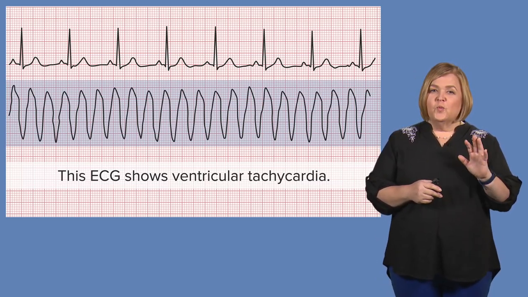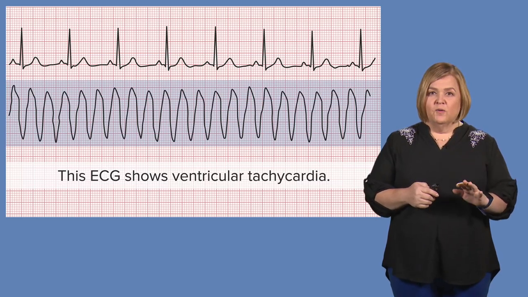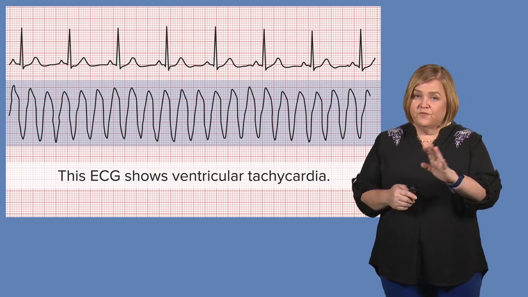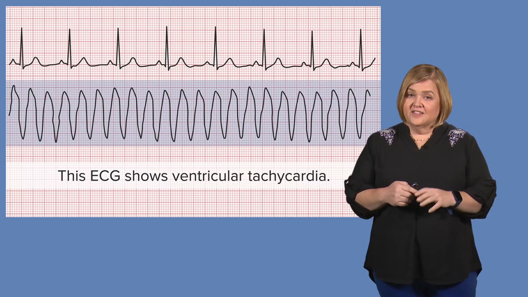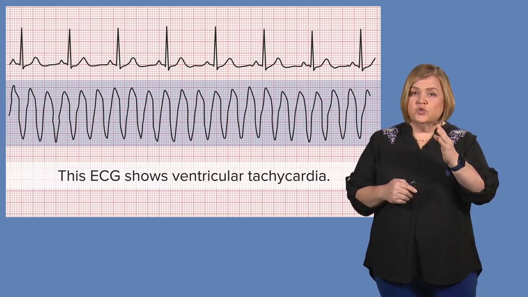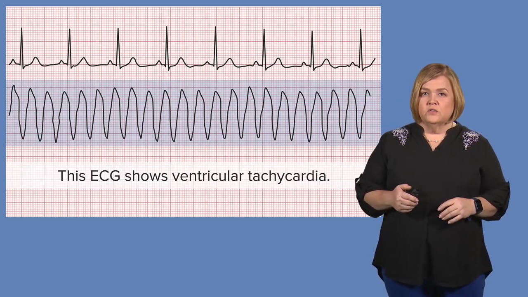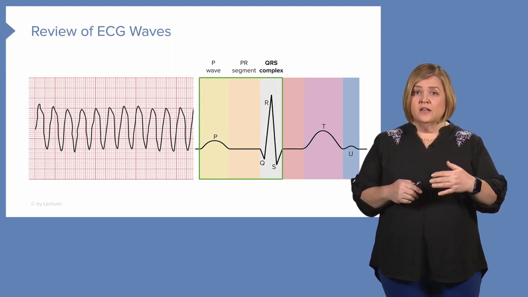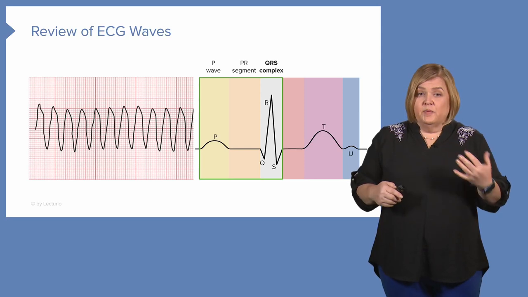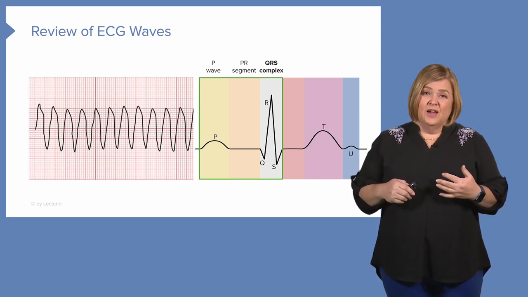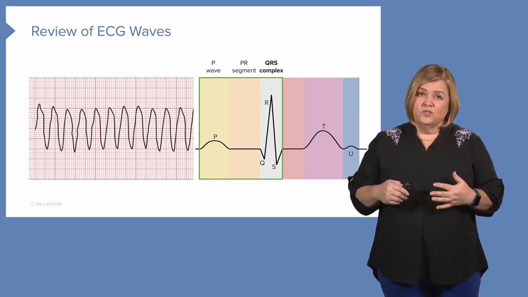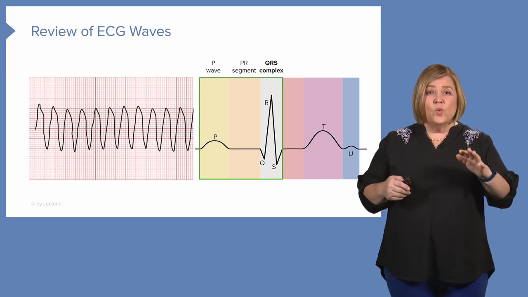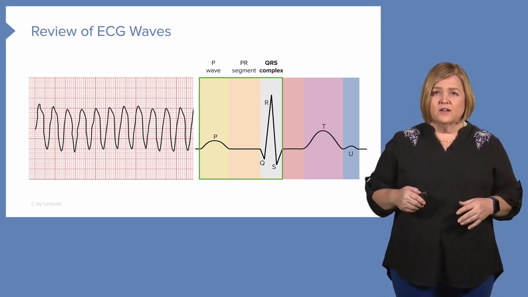Can you see a T wave? No, we're in trouble. We know that tachycardia is fast. Yep, that looks pretty fast. And since it's ventricular tachycardia, we know the chamber that's involved. So looking through this again, we don't have a P wave, a PR segment, and we've got some weird looking things that we used to call a QRS complex, but what is going on here?